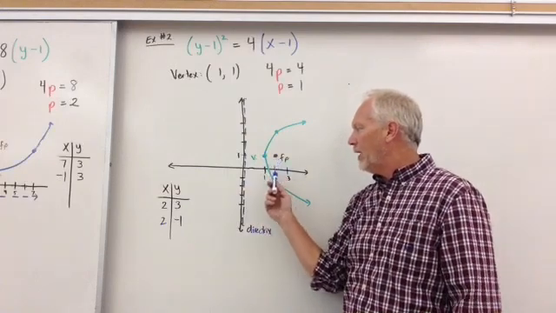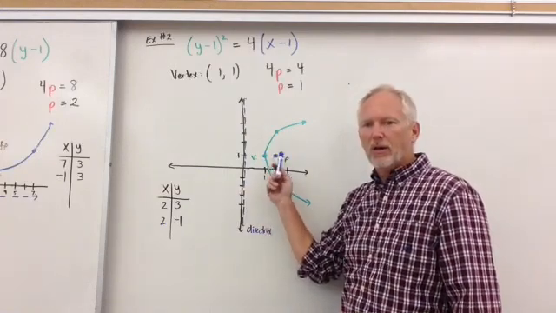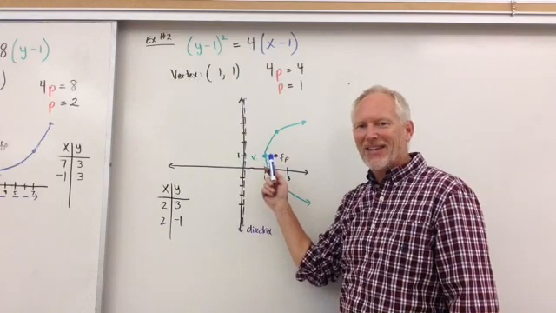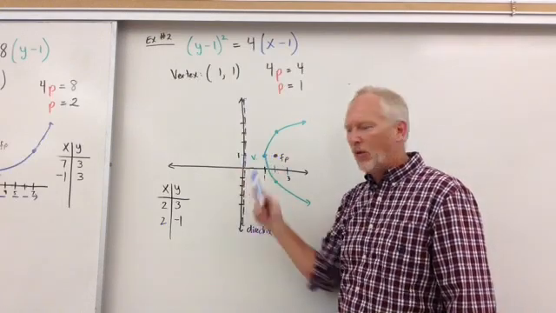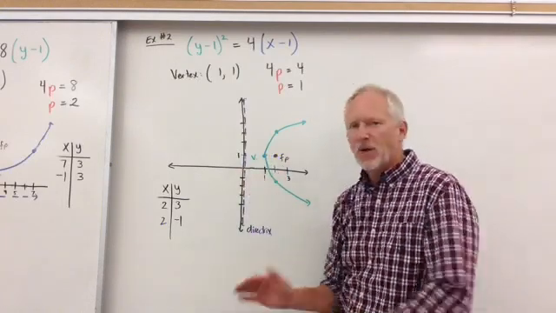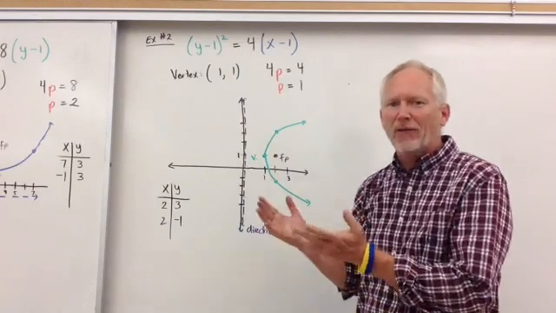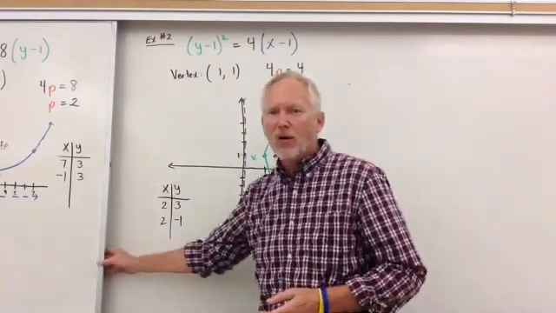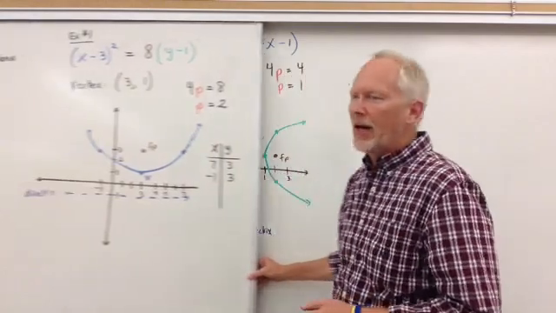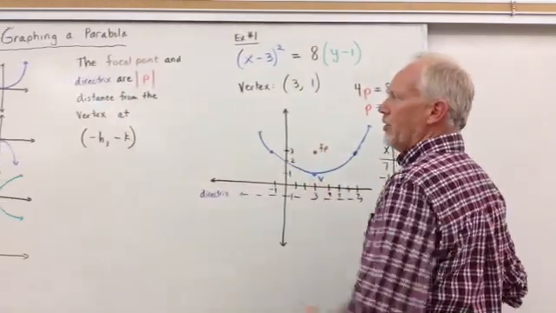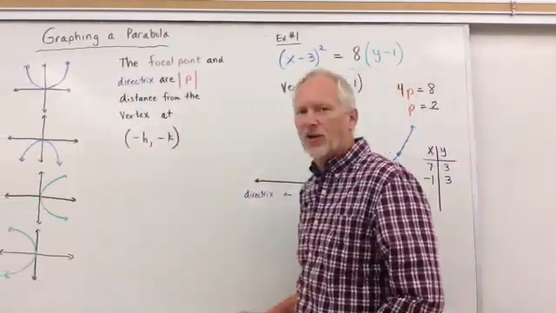I've got a focal point at 2, 1, because it's 1 unit inside the bowl for the focal point, and then 1 unit back for the directrix. All right, well, that is graphing parabolas with a shift, right? We've got a vertical shift or a horizontal shift, something to that nature.